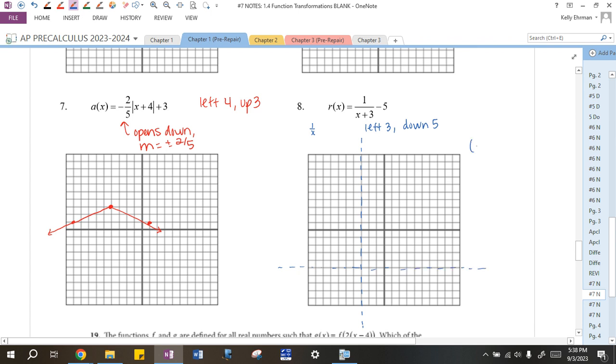And remember, the original points are like (1, 1) and (-1, 1). So if you go left 3 and down 5, there's one point. The other point fits in the other corner. And you just sketch these branches to be smooth curves. Don't go too far out with them. They should not cross through either of the two asymptotes. We will do more complicated rational graphs in Chapter 2, but for now we're just transforming this parent function.